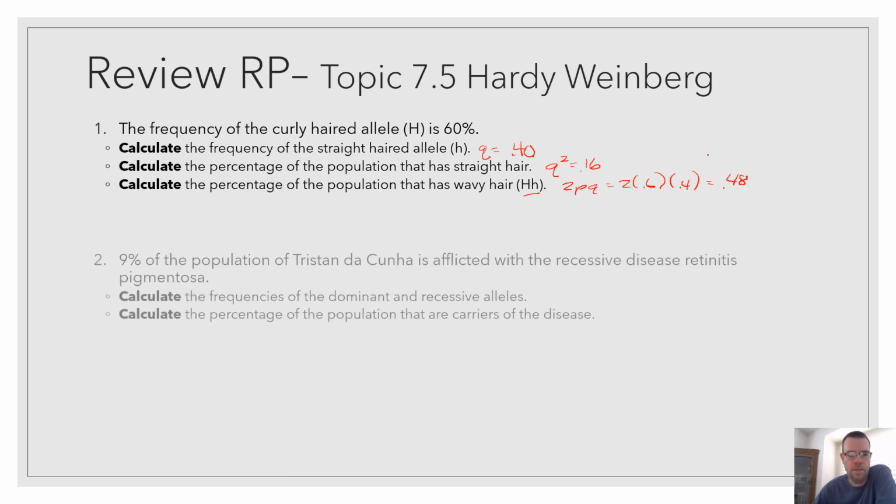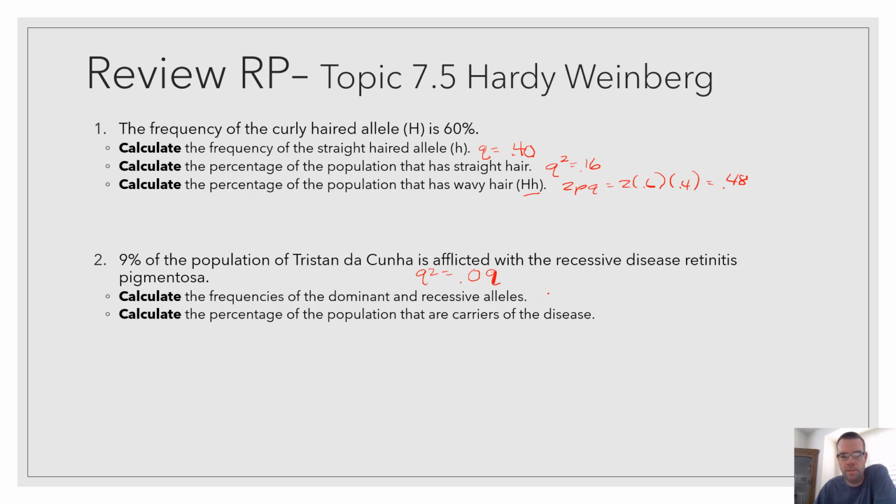Okay, number 2. 9% of the population of Tristan da Cunha is afflicted with the recessive disease retinitis pigmentosa, which causes blindness. So the frequency of the dominant and recessive alleles. They don't have the word allele anywhere in the prompt. So 9%, so 0.09, is going to be q squared.